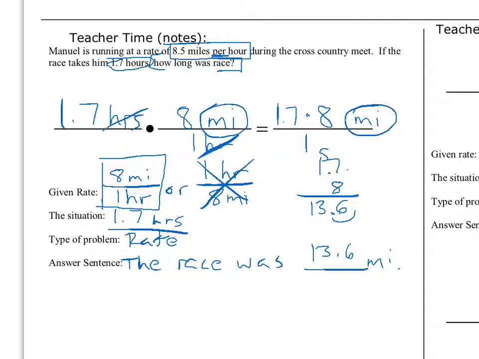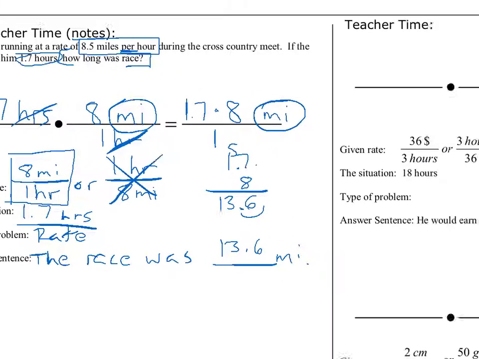Yes, sir. Can you repeat how you got 17.8? This is not 17.8. This is 1.7 times 8. 1.7 times 8. Okay? Oh, I didn't see a point.